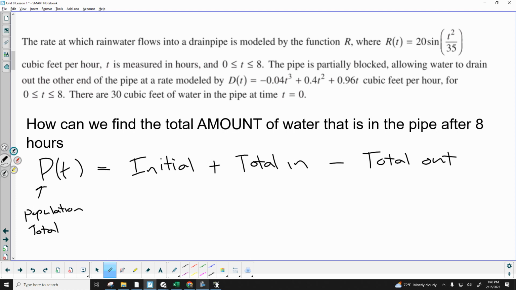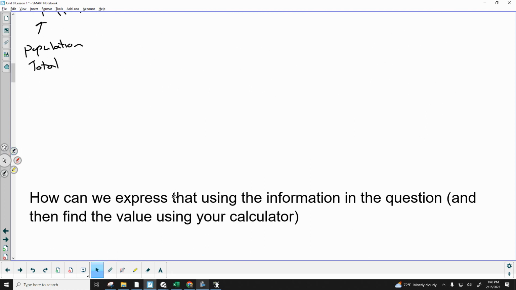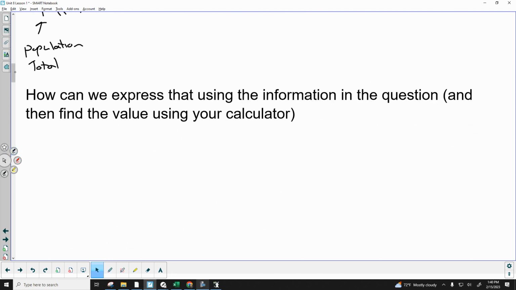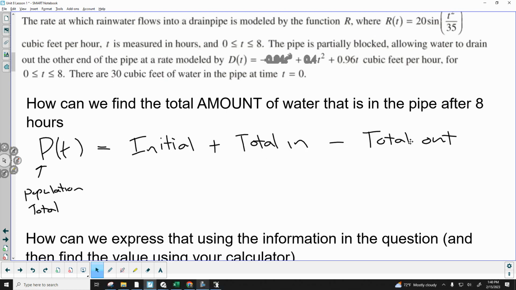Okay, now, how can you get this information, initial, total in, total out, using the information provided? Tell your neighbors, go. Put a little bit of thought process into it.